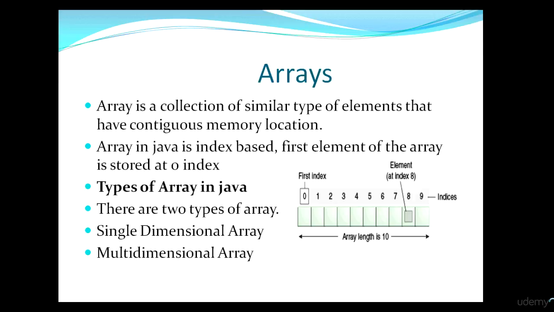So what is an array? An array is basically a collection of similar type of elements that have contiguous memory allocation. By similar types of elements, I mean if you are storing int type elements, all this allocated memory will be only integer type. If you are storing string type, it will be only string type. You cannot define an array which will consist of some integers and some strings. You cannot define it in that way.